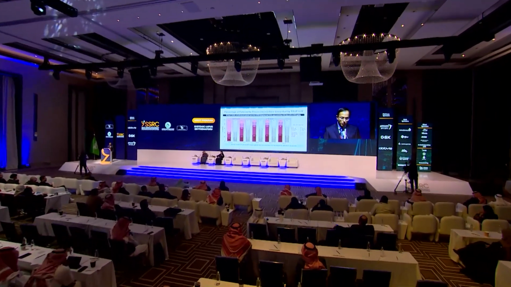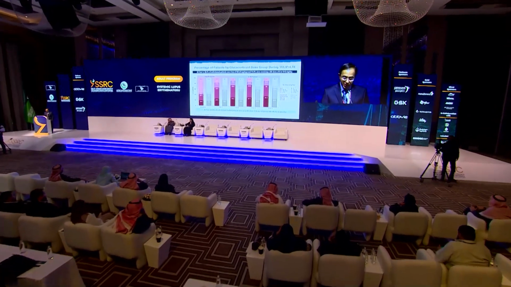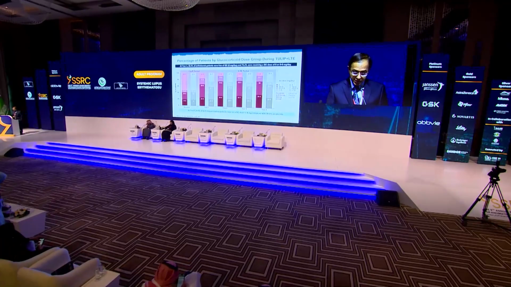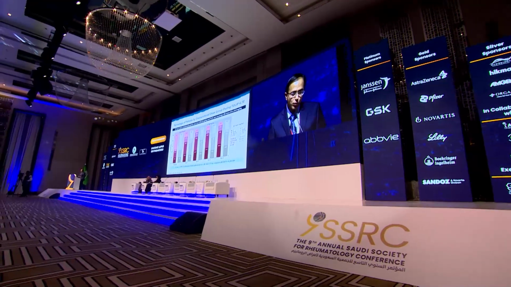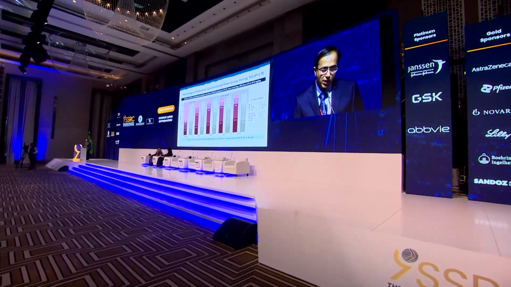I am not going to make it more complicated by reading to you each and every part of the histogram, but the bottom line is that in this long-term extension study in the TULIP program, you are looking at 3 years of long-term extension after 1 year of the actual trial. There is definitely reduction of the corticosteroid, and the nuts and bolts of this is that overall only 9% of the anifrolumab patients were using steroid greater than 7.5 milligram per day compared to 29% in placebo. And up to 5 milligram, which is 0 to 5 milligram of prednisone, was used in only 37% in the anifrolumab group compared to 74% in the standard of care in the placebo group.